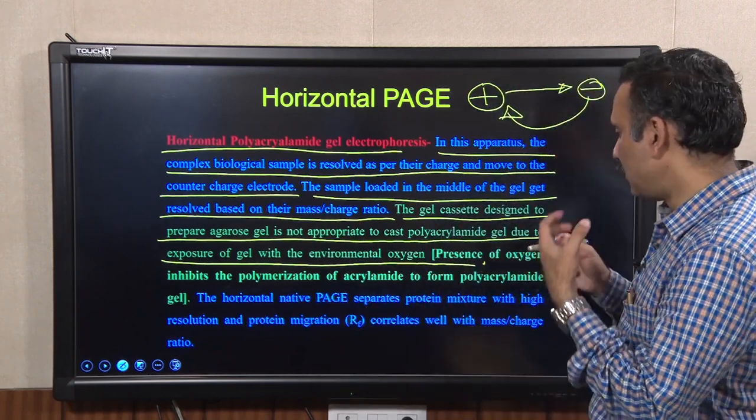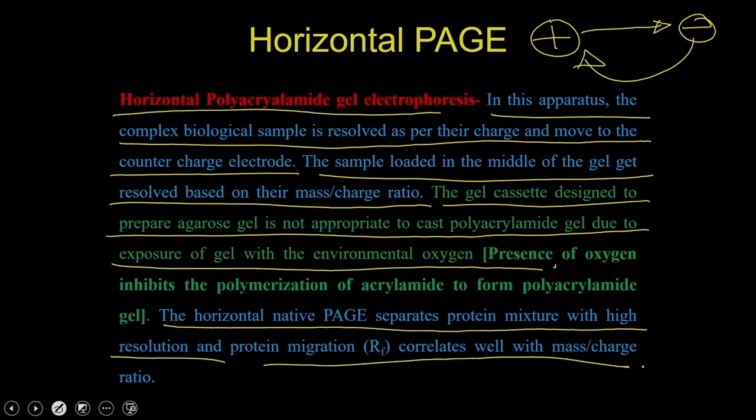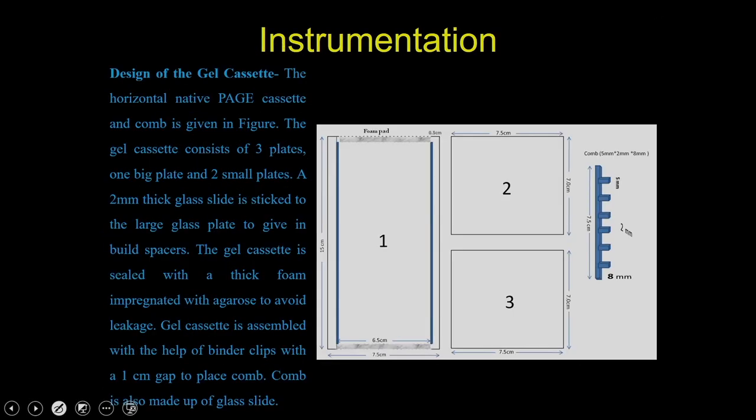Because of that, you require a specialized native PAGE apparatus which can resolve the sample based on the charge by mass ratio. The horizontal native PAGE separates the protein mixture with high resolution, and the protein migration corresponds well with the mass by charge ratio. So, first we discuss the instrumentation part, the design of the gel cassettes.